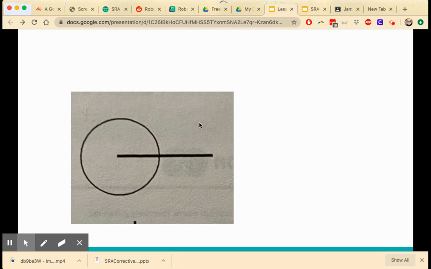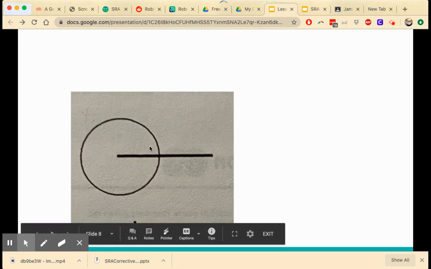All right, here's our next one. Oh, tricky, but I think you can do this one. Go ahead and pick your answer now. All right, hopefully you picked 360 degrees, right? It went all the way around the circle, so that's 360 degrees.